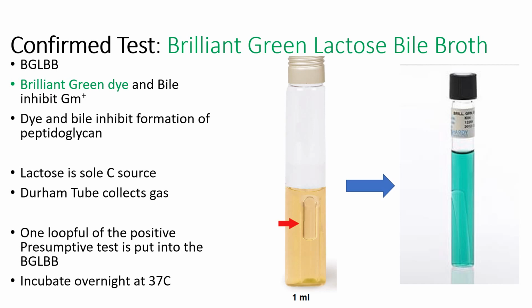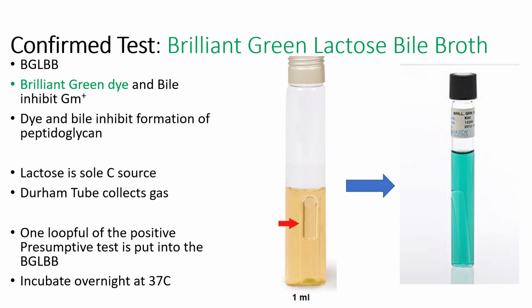Anyway, it also has a Durham tube in here, this upended glass tube with the opening at the bottom and the closure at the top, so sort of upside down. You would take a sterile loop full of this and put it in here. The brilliant green dye and the bile both inhibit gram positives because in this first test, with your lactose, you're looking for a lactose fermenter with gas production.